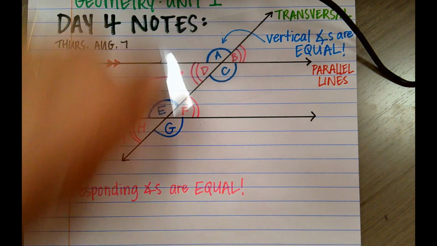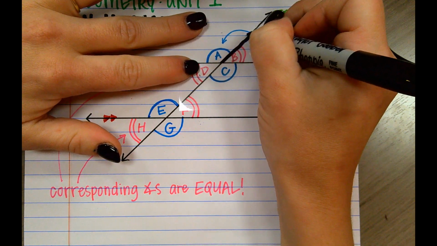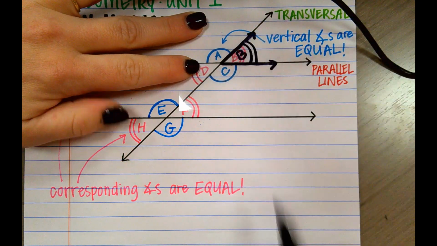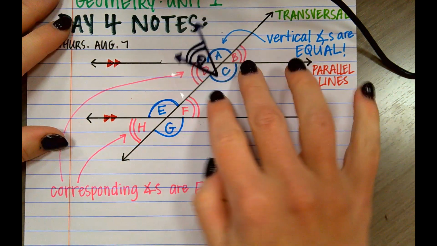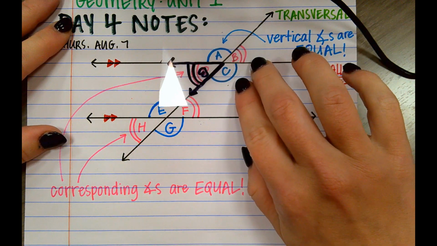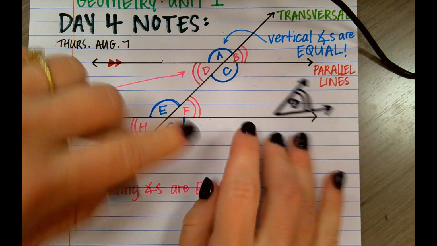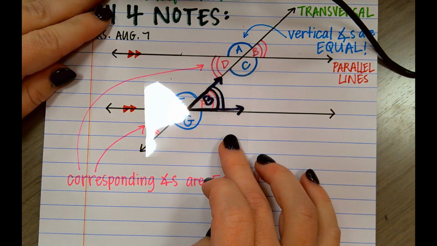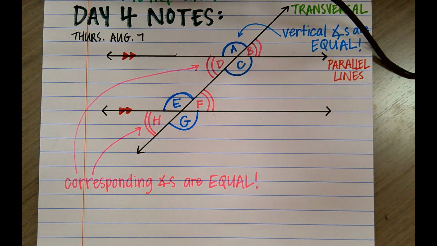And we could do the same thing with the little angles. Like, here's B. You can notice that B and D are across from each other, and B and D are the same size. B and F are in the same position, and so they're the same size. They're corresponding. Okay, so there's ways that we can use this information, and I'm about to show you.